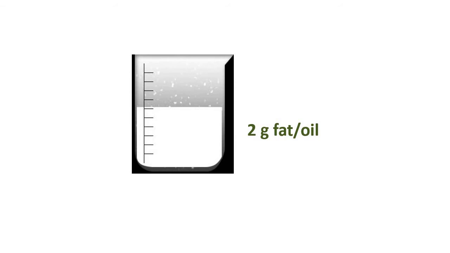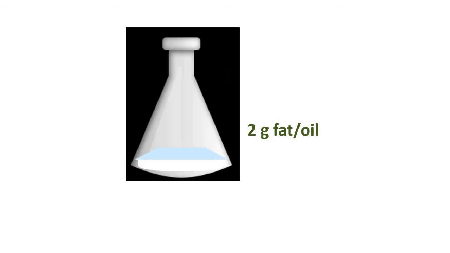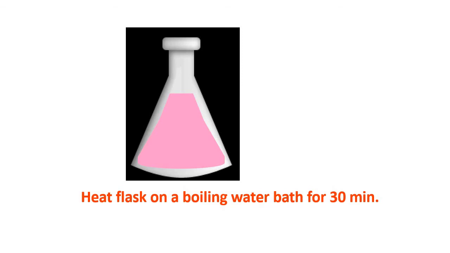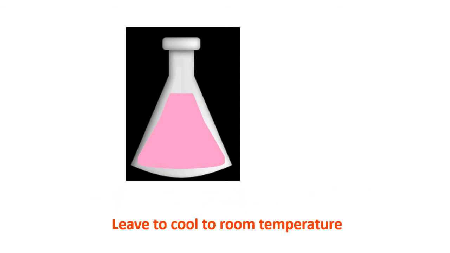Now let's understand the procedure with a pictorial diagram. Weigh 2 gram of fat or oil in a beaker. Transfer this weighed amount of fat or oil into a conical flask and then add 25 ml of 0.5 normal alcoholic KOH solution to dissolve this. Now we can heat the flask on a boiling water bath for 30 minutes. Leave to cool to room temperature.